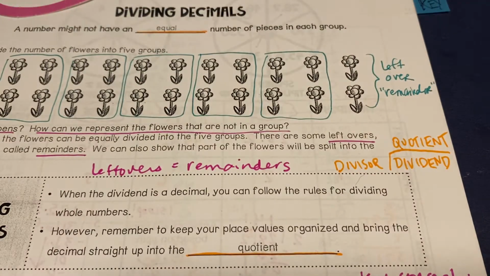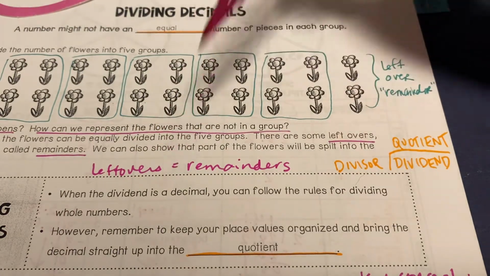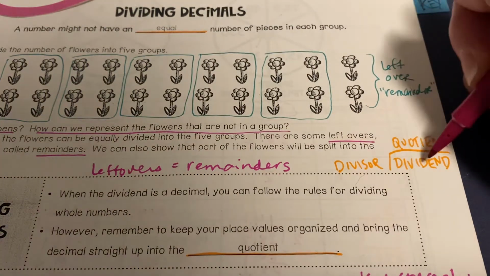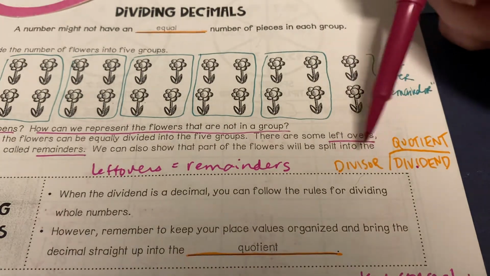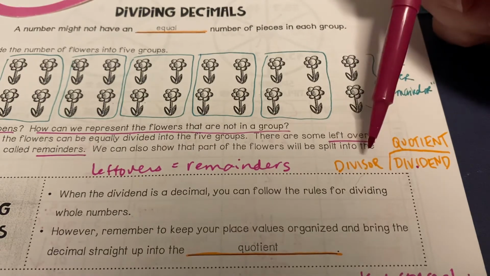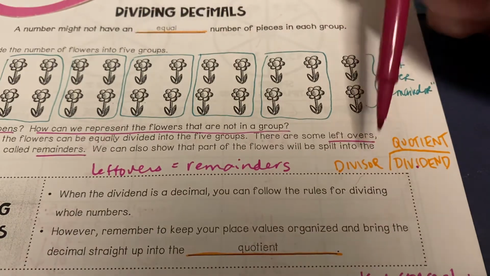So what this is saying, when the dividend is a decimal, if there is a decimal sitting somewhere inside of that dividend, you can follow the rules for dividing whole numbers. So that means there's no decimal outside in the divisor. This is a whole number. So we are literally just dividing by a whole number, right? Like the number 2 or the number 3, or in this case, the number 5.